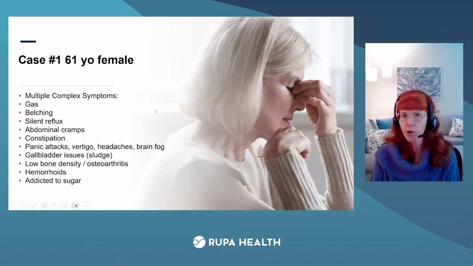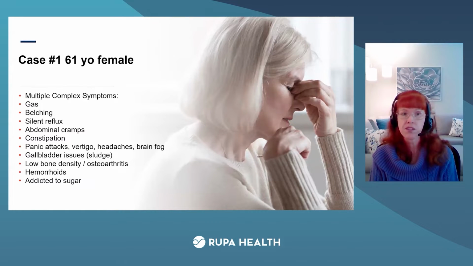So this is a 61-year-old female, and she's been dealing with multiple complex symptoms for years, decades, in fact. She's been having some gas, some belching, some silent reflux, abdominal cramps, constipation, as well as numerous brain-related symptoms. She complained of panic attacks and vertigo, headaches, and brain fog. She's had some gallbladder issues. She's been told that she has some sludge in her gallbladder. She has low bone density and osteoarthritis. She's been having some hemorrhoids, and she's noticed she's addicted to sugar.